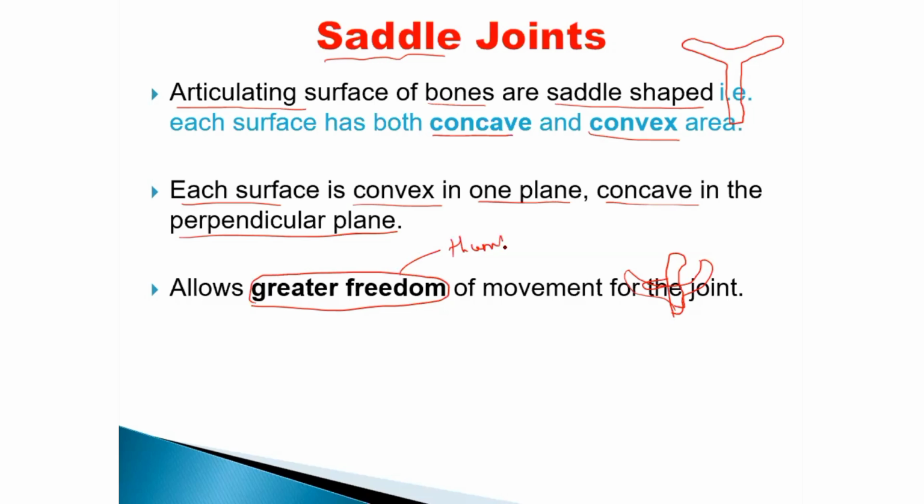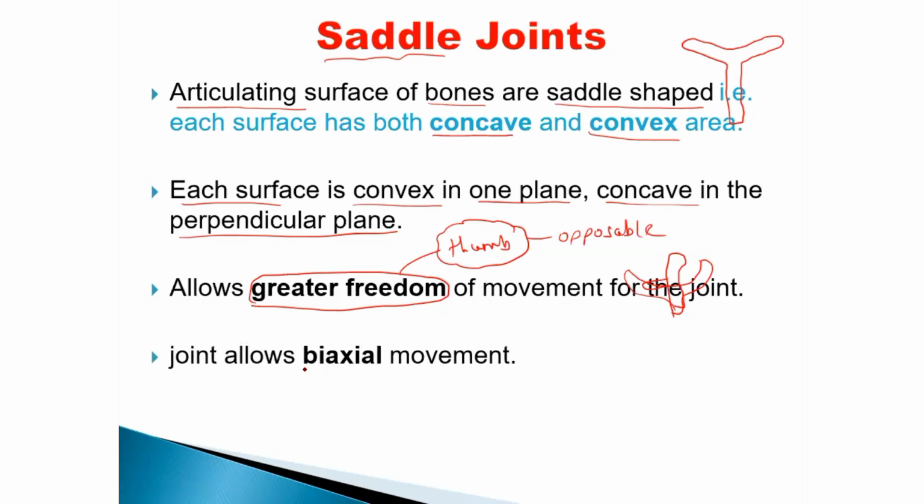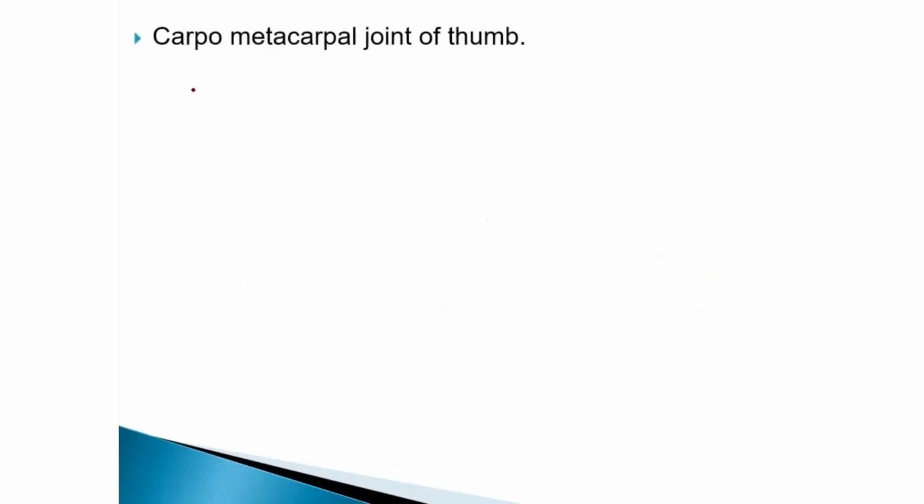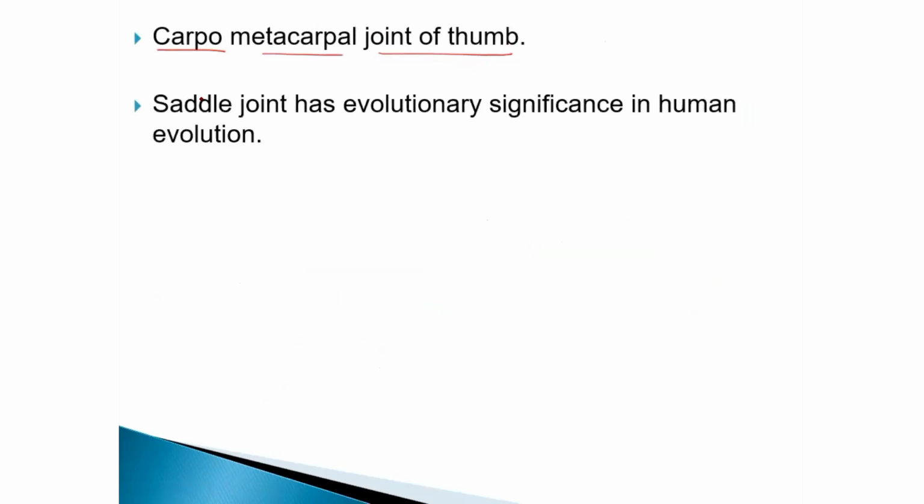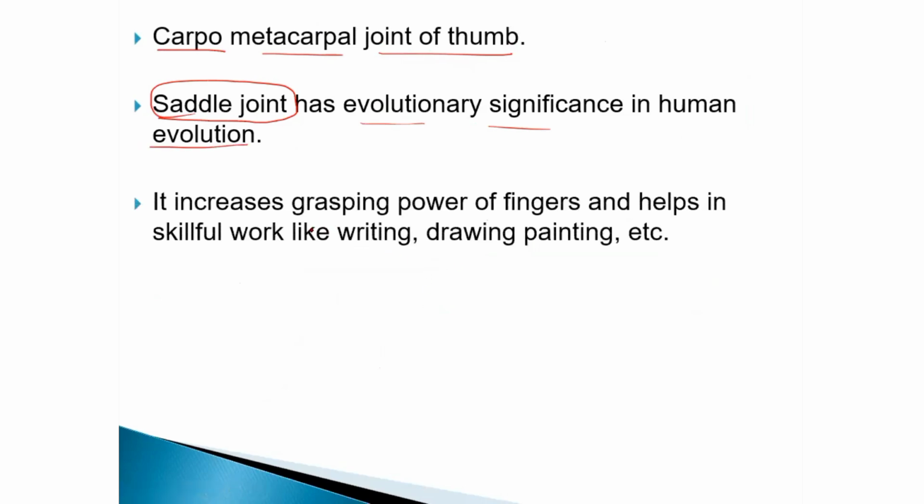Humans evolved more because their thumb became free. They developed opposable thumb, and this opposable thumb allowed them to do greater movement. So the joint allows what? Biaxial movement, front and back. Example for this is carpo-metacarpal joint of thumb. Saddle joint has great evolutionary significance, as I told you. Because of the separation of the thumb, we are able to move things properly.